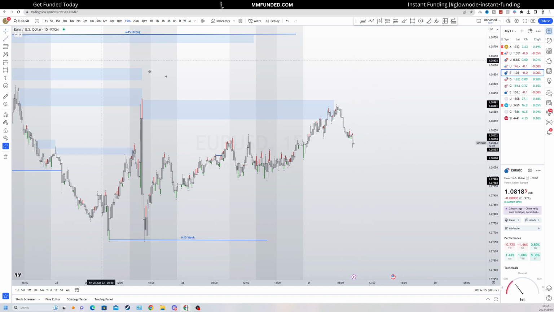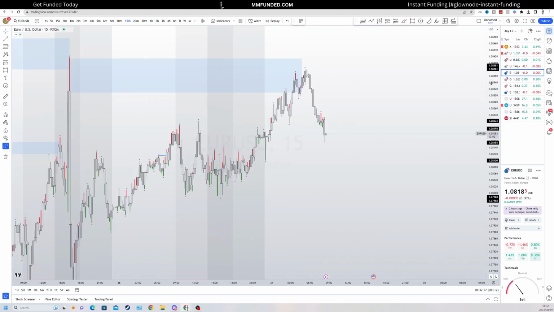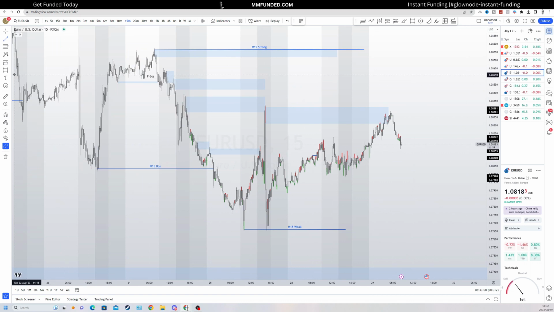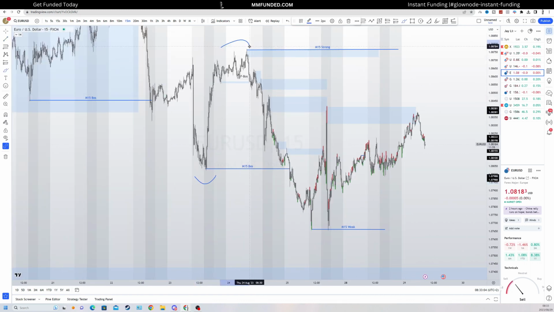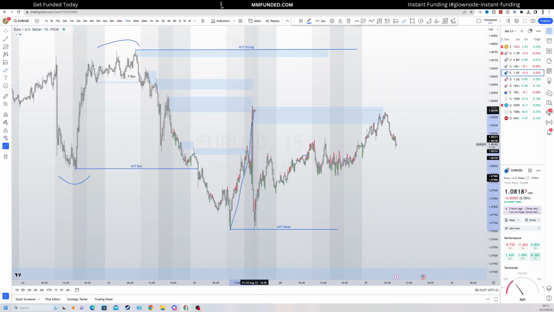All right, so we can actually go and update our internal structure M15. Most recently, we had the M15 swing break of structure to the downside, which was created by our strong high, which then started that M15 pullback.